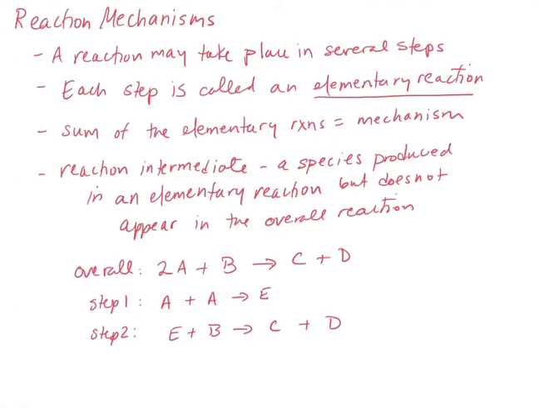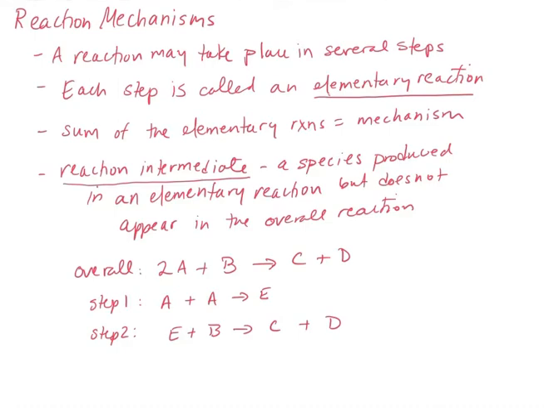There's one important term that we have to introduce, and that is a reaction intermediate. It's exactly what it sounds like: an intermediate. It's something that's produced, but it doesn't hang around in the overall reaction. So an intermediate is a species that's produced in an elementary reaction, but does not appear in the overall reaction. Let's look at the following down below, which gives us some examples of what I'm talking about.